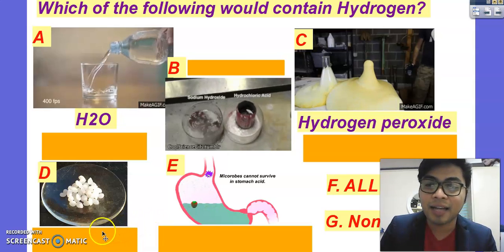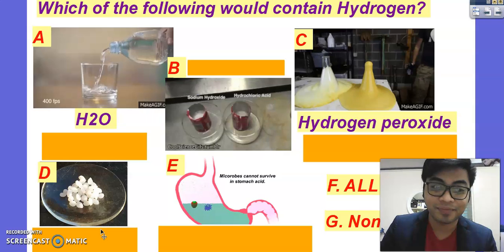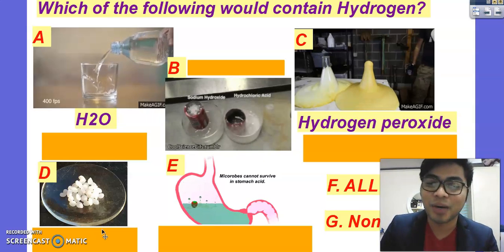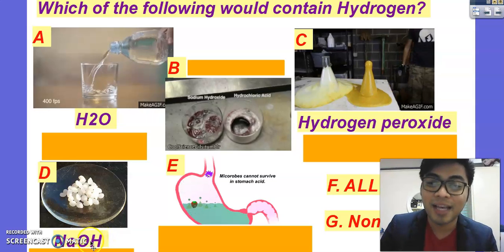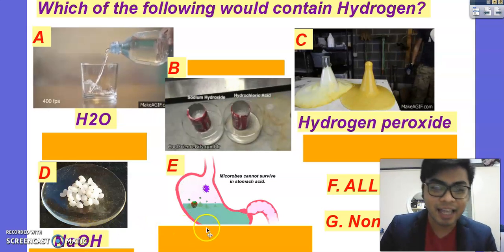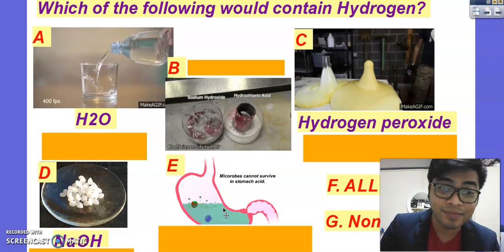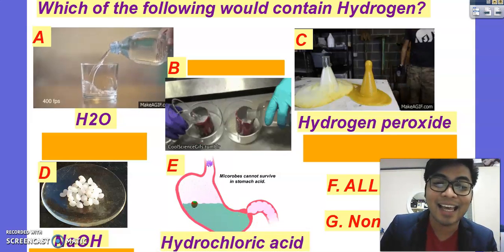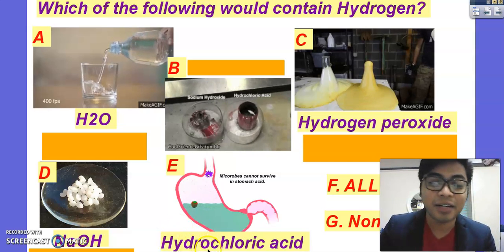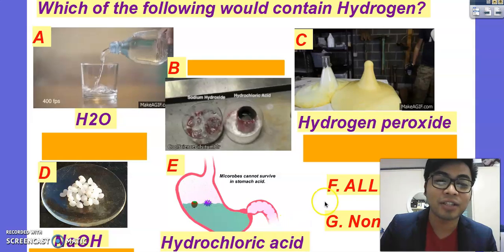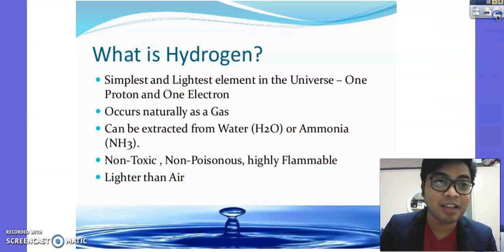How about letter D? Do you recall what this compound is? This one is called sodium hydroxide. It also contains hydrogen. And take a look at letter E. What is this? Very good. It is hydrochloric acid. And from the name, hydro, that means it contains hydrogen. So the answer here is letter F. All of these contain hydrogen.